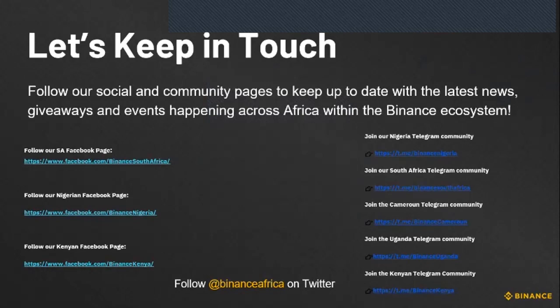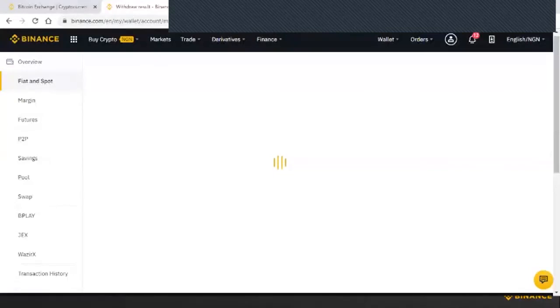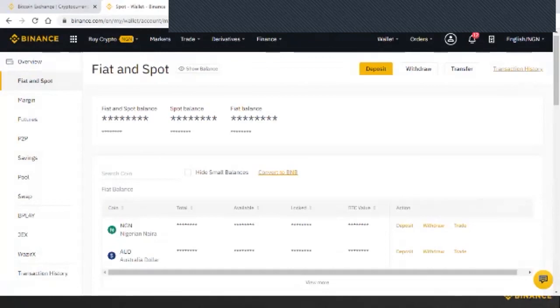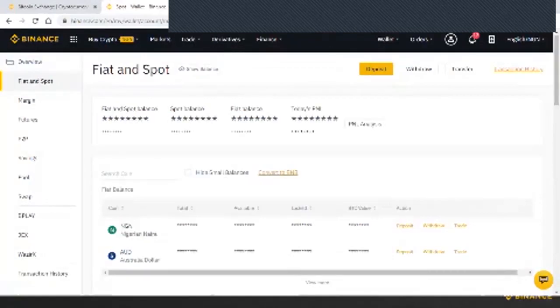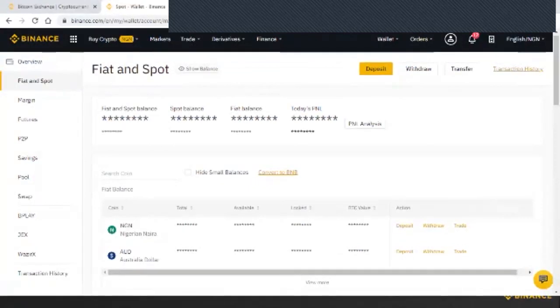So to check your balance is here. Now you can hide your balance. I've actually hidden my balance, so that's why you can't see it. This is your balance. You see all this XXX is my balance, so it's actually hidden. I think you get it now.